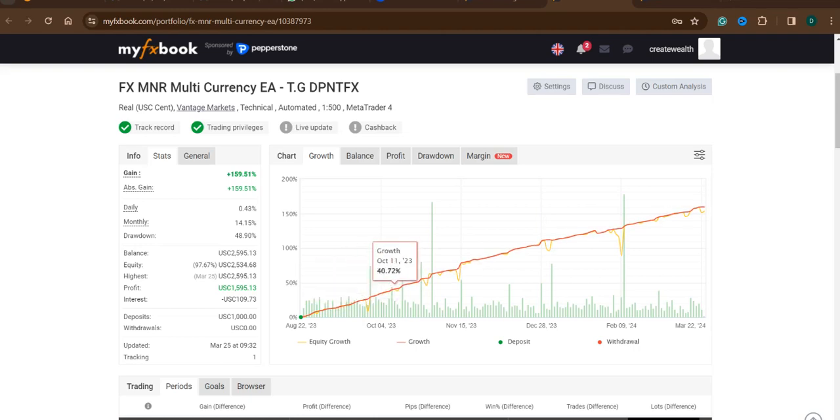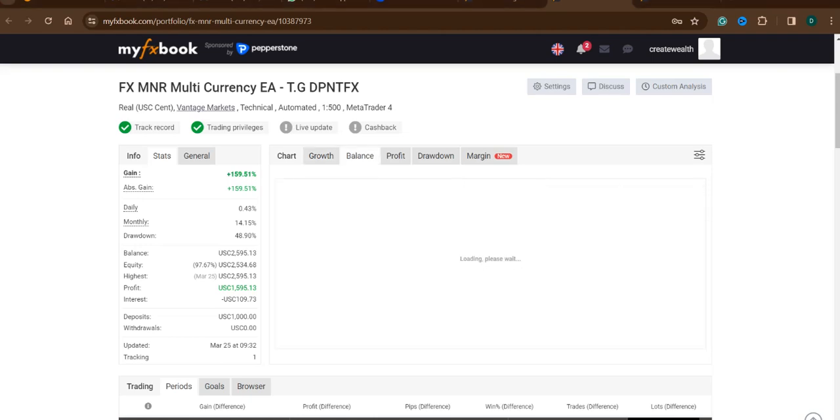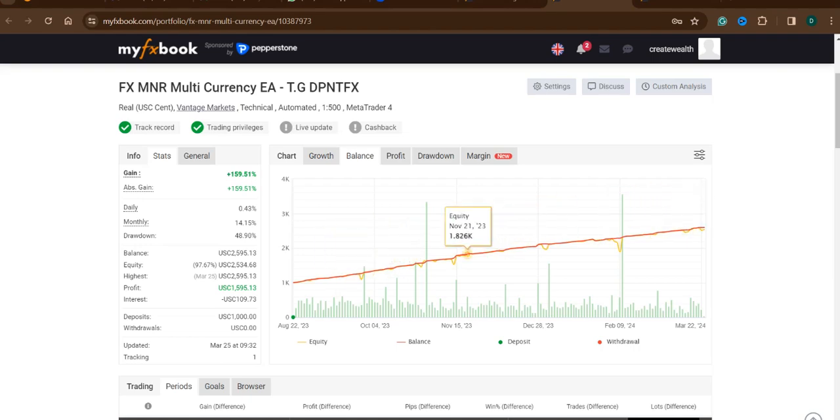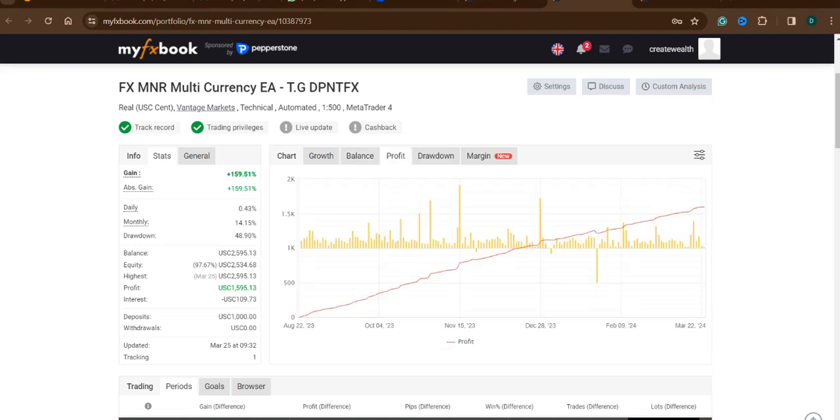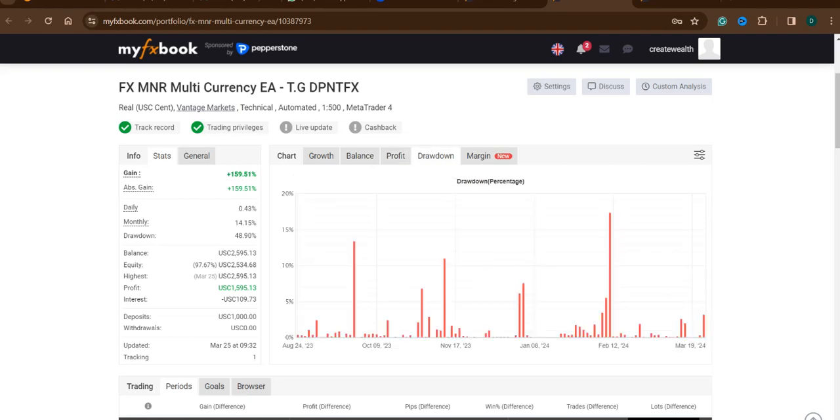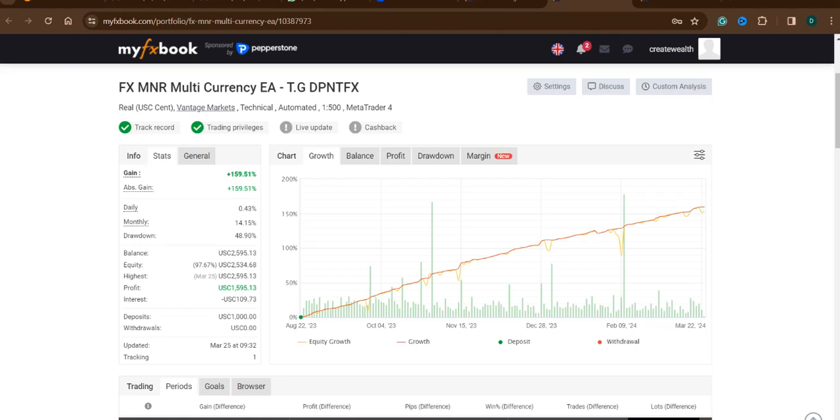And this is the growth graph. And this is the balance graph. This is the profit graph. This is the drawdown graph. Okay, so this is all, and we started with 4 pairs on 1000.